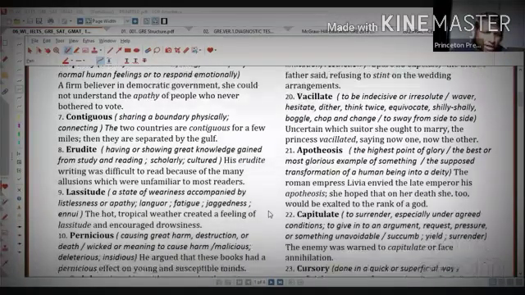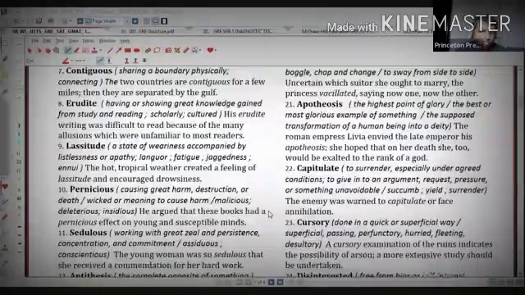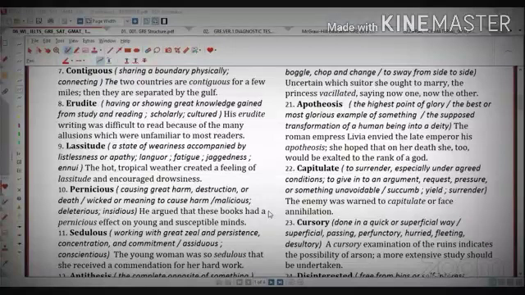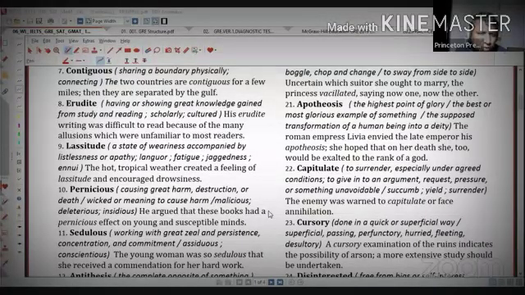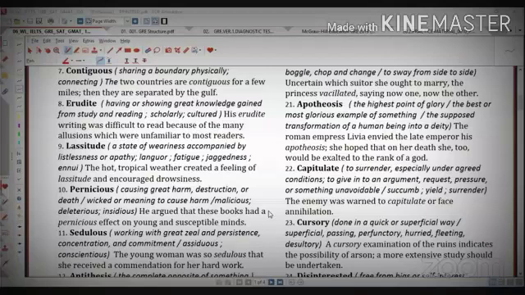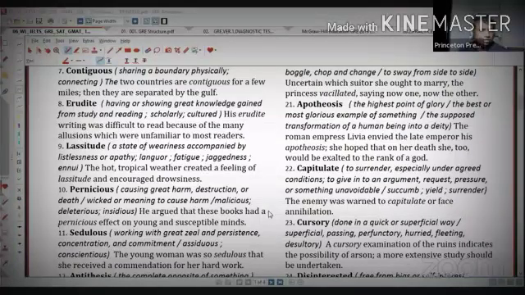What about 9? 9 is lassitude. Lassitude is a state of weariness, tiredness, listlessness or apathy, languor, fatigue.